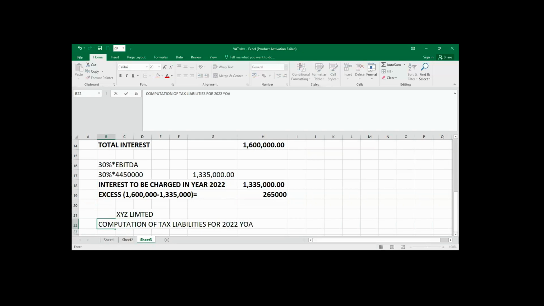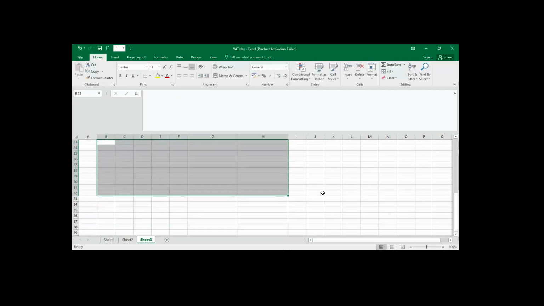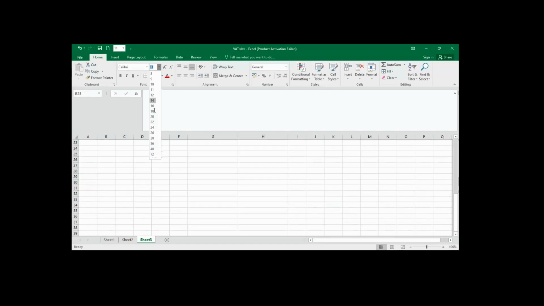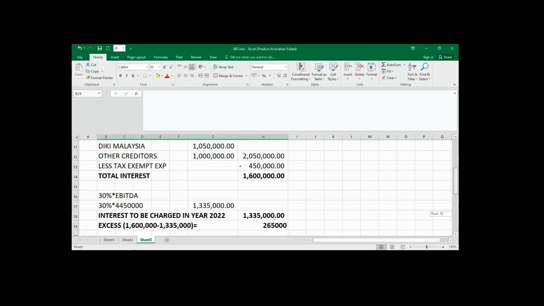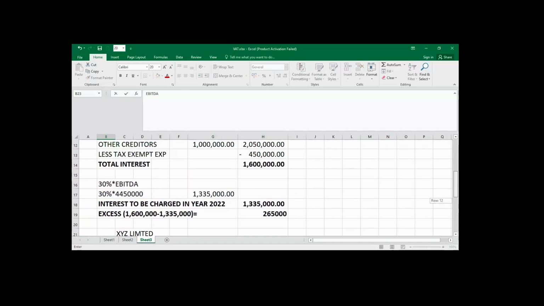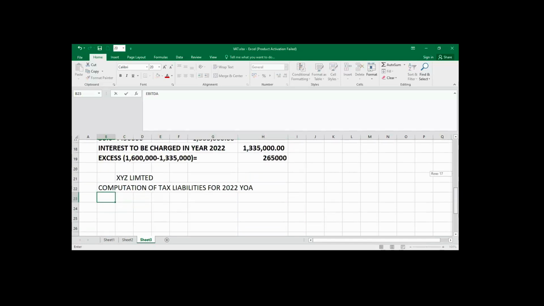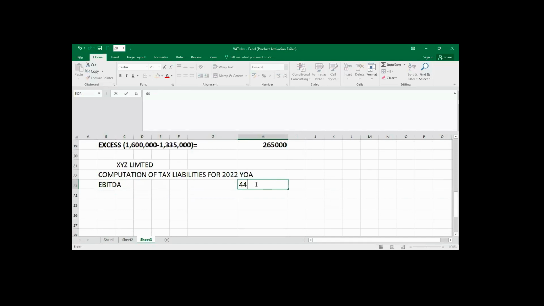It's very simple in computing the tax liability. The examiner has made your work very easy by giving you some information already. You just apply that information. You have already calculated your EBITDA. Just take that EBITDA that you calculated earlier. We calculated our EBITDA here to be 4,450,000. Just take that EBITDA calculated, which is 4,450,000. Then you now less the interest.